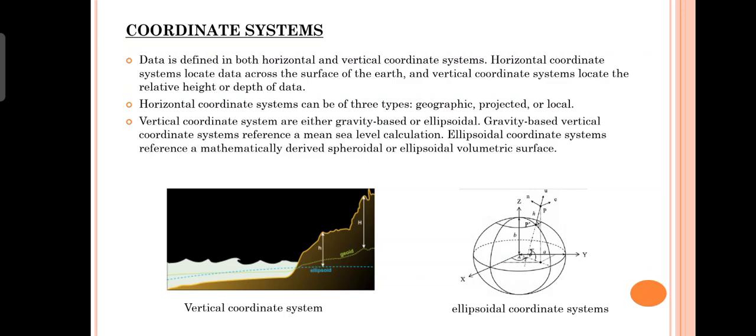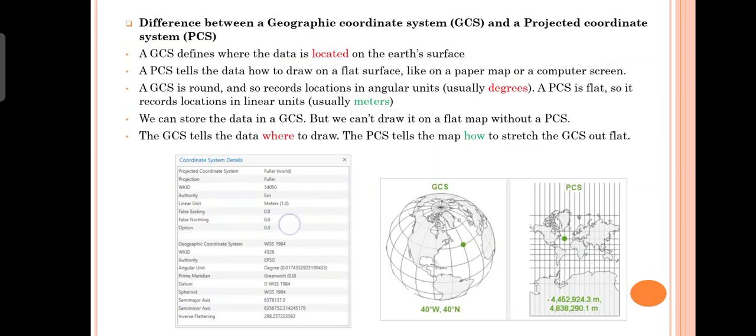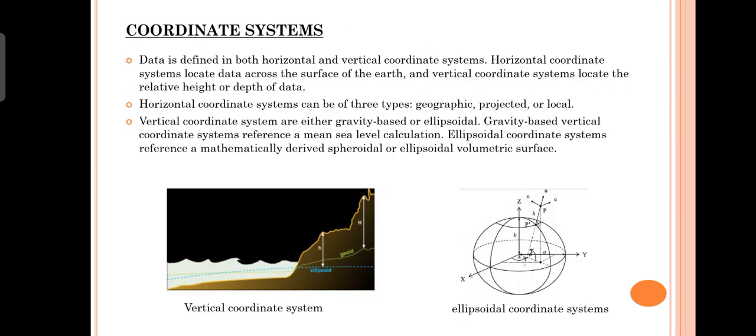Gravity based vertical coordinate systems reference a mean sea level calculation. Ellipsoidal coordinate systems reference a mathematically derived spheroidal or ellipsoidal volumetric surface. The first one is the vertical coordinate system and the second picture is the ellipsoidal coordinate system. And the local coordinate system, which is in the horizontal coordinate system, is the XYZ plane coordinate system.